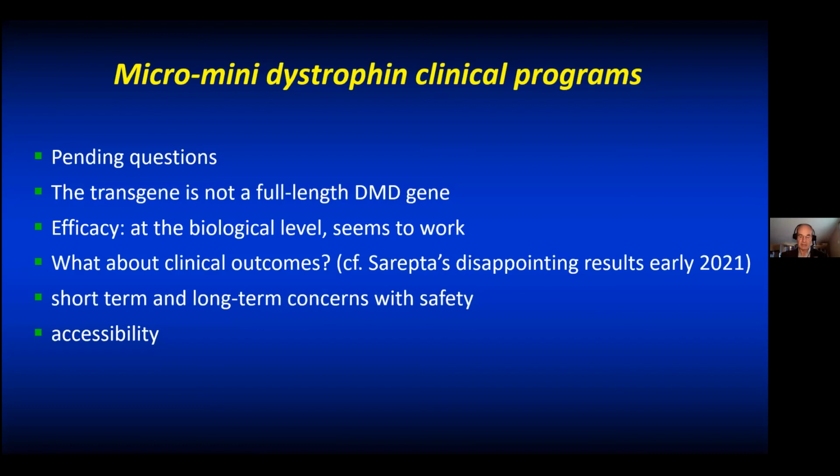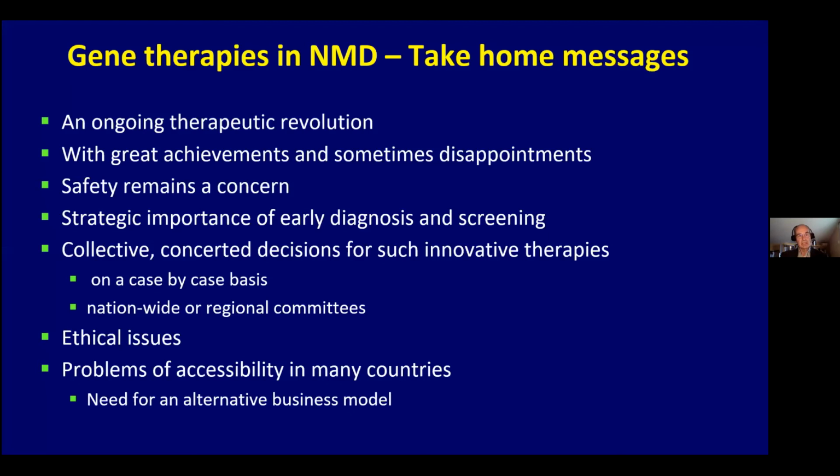So the take home message for you is that, having a therapeutic revolution using gene therapy, we are probably going to face great achievements, but sometimes disappointments. We should be ready for that, and we have to explain this to parents for sure. Safety is still a concern in many of these clinical trials. I highlight as well the importance of early diagnosis and screening, like newborn screening or many other screening programs.